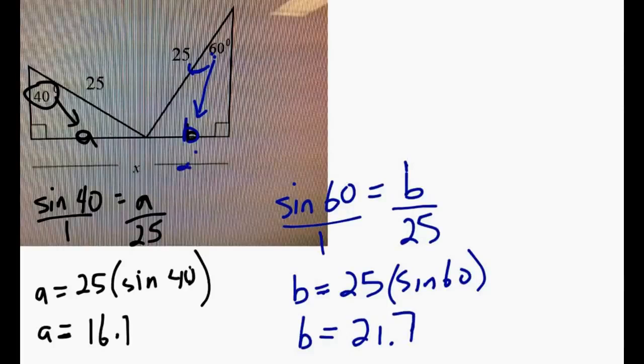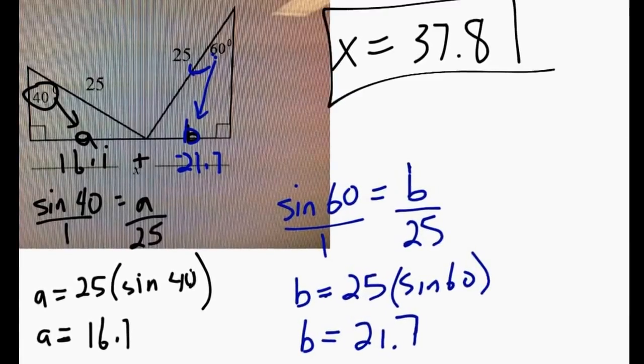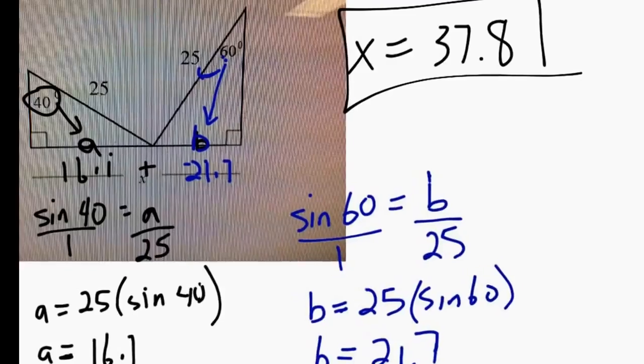So we know this side is 21.7. And the first one that we figured out was 16.1. We want to add those together, so then our total answer for x will be 21.7 plus 16.1. And that gives us 37.8 as our final answer.